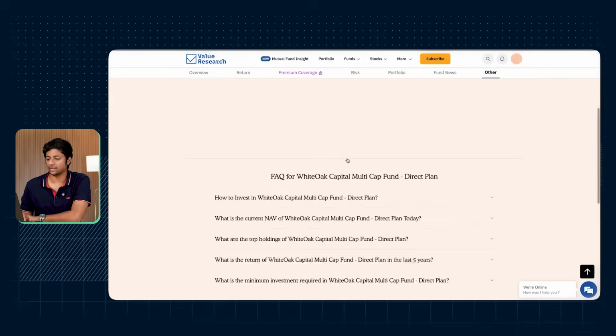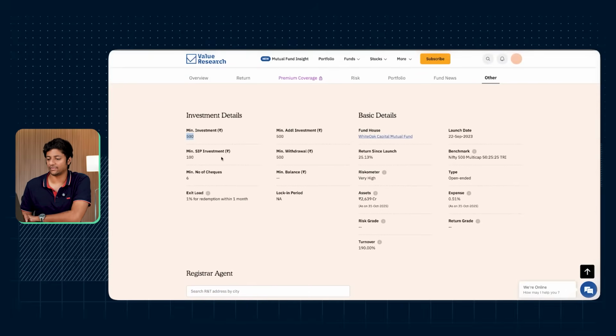Coming down, if you look at the expense ratio, again, minimum is 500, SIP is 100. Assets are 2,600 crores. Expense ratio is slightly on the higher end, 0.51, compared to the Groww one. Return since launch is 25% right now.